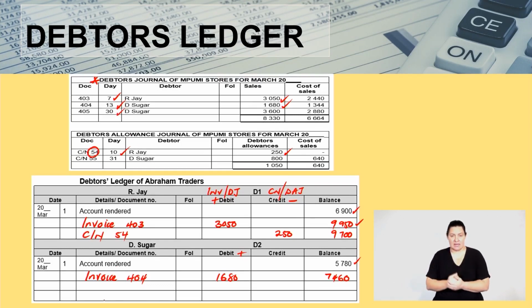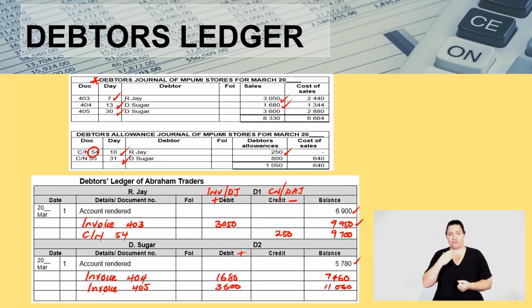And then I'll come to the next transaction, which is on the 30th. D Sugar again. I'm going to have another invoice. It is invoice number 405. And then it is for 3,600. The balance will now be 11,060. And then lastly, I come to the allowance here on the 31st for 800.